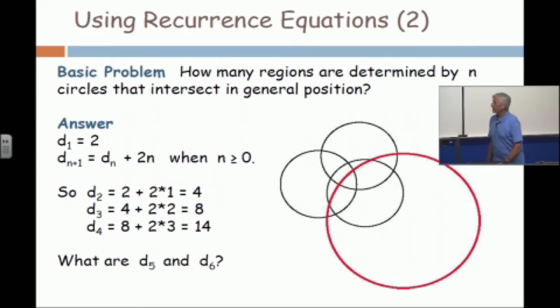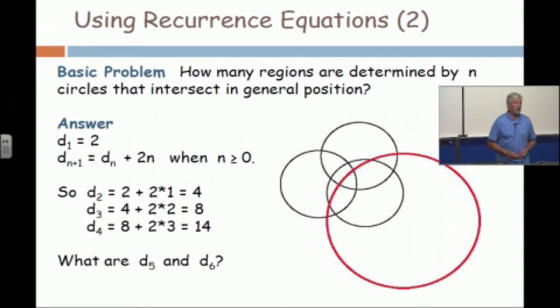The recurrence is d(n+1) = d(n) + 2n. Now, where does that come from? When you put in the new circle, it intersects all the old circles twice. Okay. And now you get regions, but because it's a circle, the number of new segments is the number of cut points. Now, this idea that you get one more, you don't when it goes around. So the recurrence is d(n+1) = d(n) + 2n.